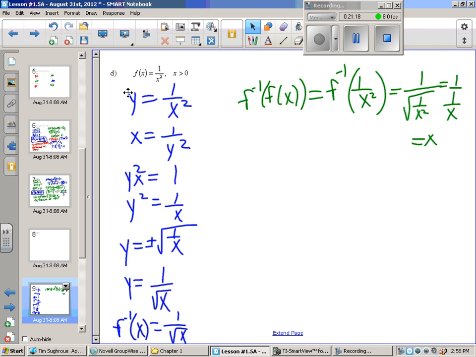Let's crank it out in the opposite direction. F negative 1 of f of x. Take x, plug it into the f function. This comes out.